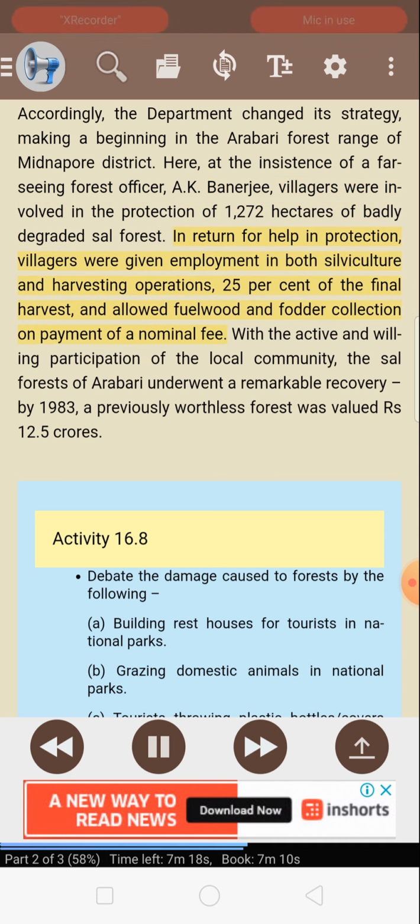In return for help in protection, villagers were given employment in both silviculture and harvesting operations, 25% of the final harvest, and allowed fuel wood and fodder collection on payment of a nominal fee. With the active and willing participation of the local community, the Sal forests of Arabari underwent a remarkable recovery. By 1983, a previously worthless forest was valued at 12.5 crore rupees.